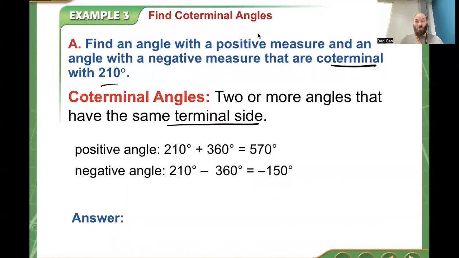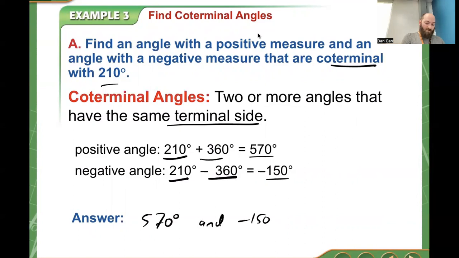The easiest way to do it is just differences of 360. So for example, to get a positive coterminal angle, we can just add 360, so I get to 570 degrees. If I go the opposite way, if I'm starting at 210, I want to subtract 360 to get to negative 150. And that's all it is. We can get 570 degrees and negative 150 degrees. As like a quick demonstration of what's happening there.